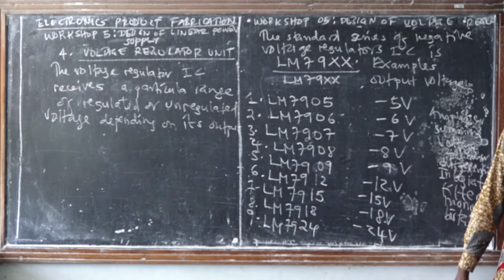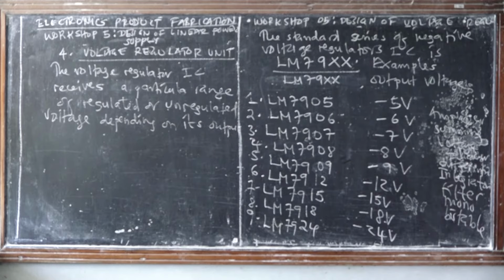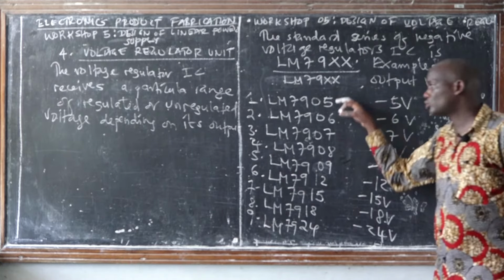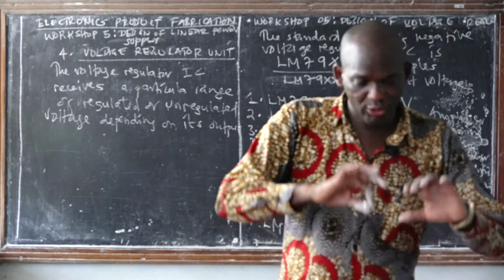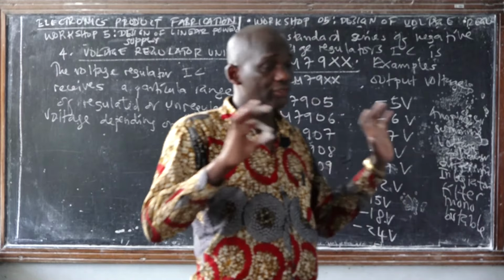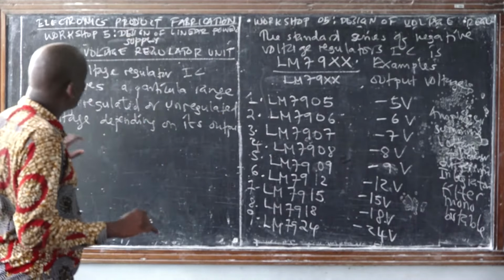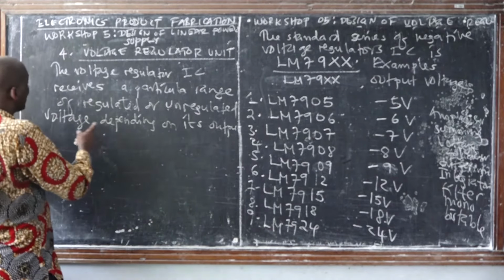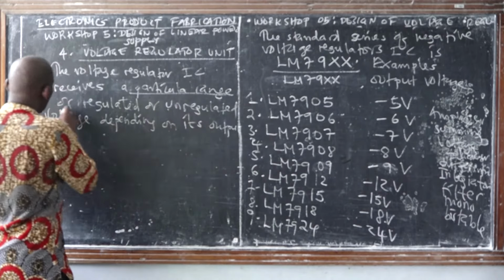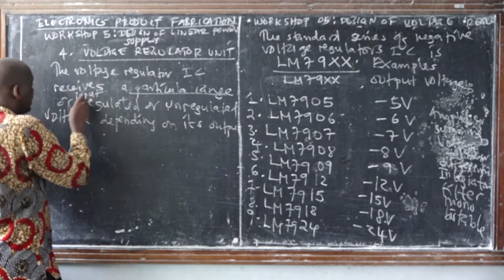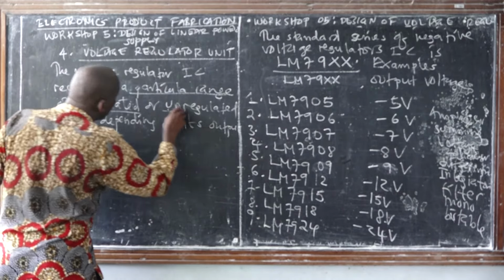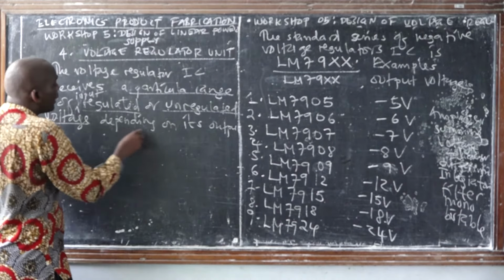Are we together, class? Class, stop writing. Listen. I have just introduced you to the idea. I didn't tell you about the schematic, just the configurations of the voltage regulator. We want to discuss the input. We have talked about what the voltage regulator actually does, and then we have talked about the output. So the voltage regulator IC receives a particular range of input, either regulated or unregulated voltage, depending on its output.